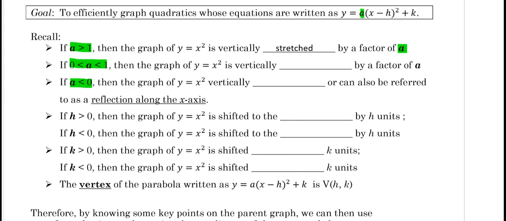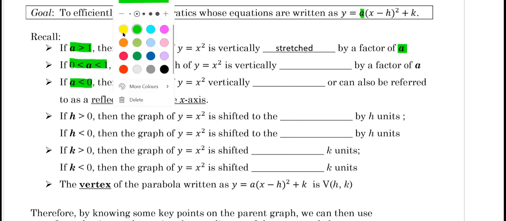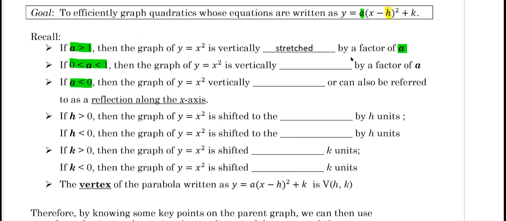So as we've already taken a look at, and let's go to a different color here, for h value here, if the h value in this notation is positive, so if the algebra looks like x minus and then a positive number, all right, so that is going to shift the graph to the right.